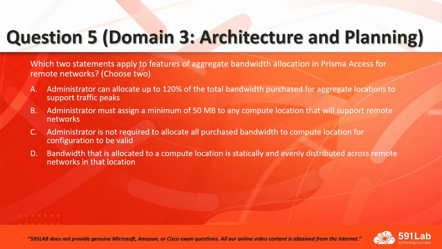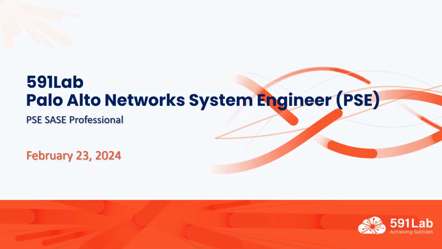The question number 5 is as follows. Which 2 statements apply to features of aggregate bandwidth allocation in a Prisma Access for remote networks? Choose 2.